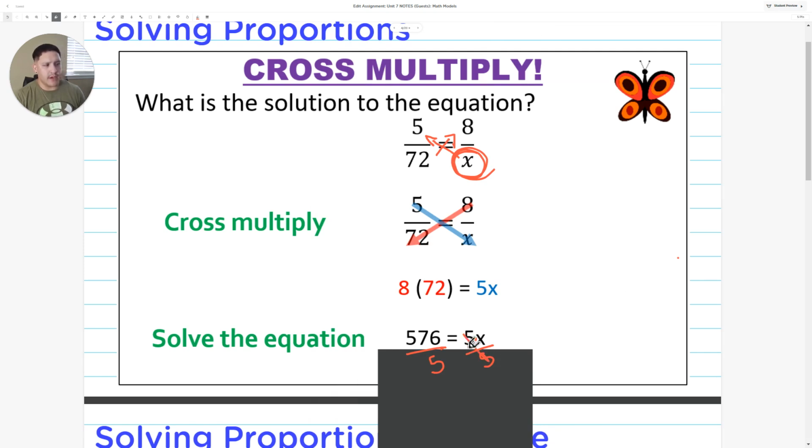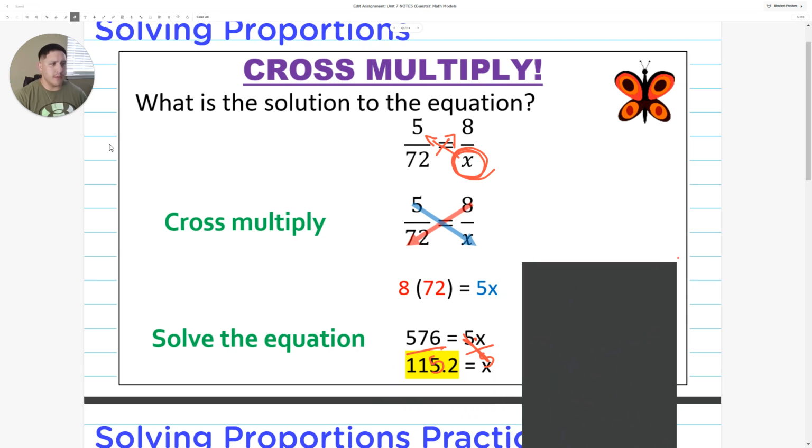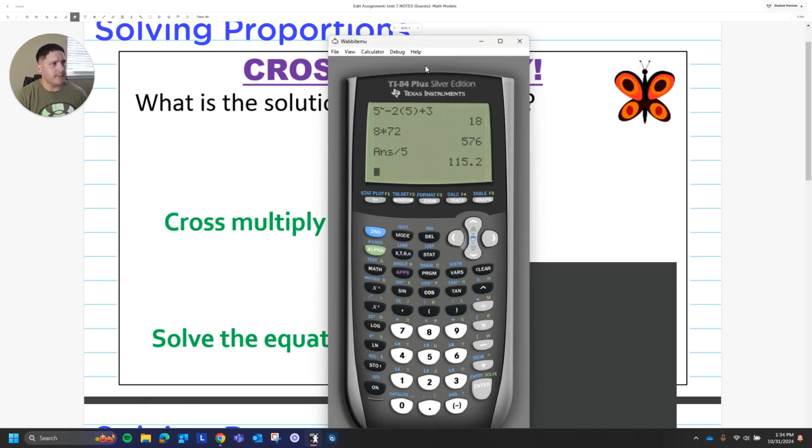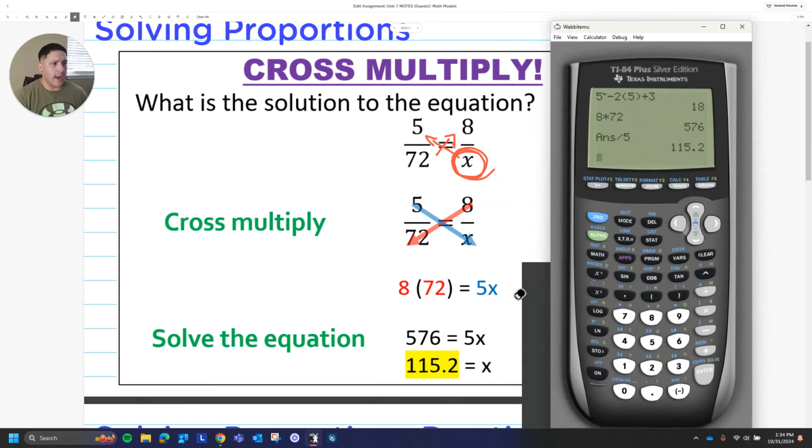And then the 5s over here will cancel. And then you will get the following. Let me erase this real quick. 115.2 is equal to x. Now, if you want to check yourself, then right here at this cross product, 5 times 115.2 should equal 8 times 72. And they do. So we got the right answer.